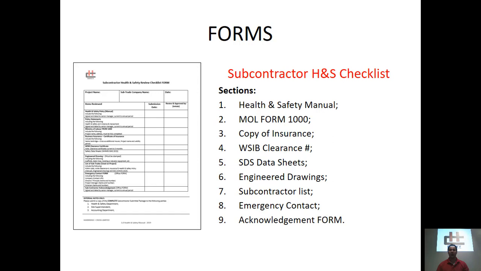First is the health and safety manual. Second is the MOL, Ministry of Labor Form 1000, followed by a copy of the business insurance, WSIB clearance number, SDS sheets of any kind of chemicals that will be used on the project, engineer drawings, for example, any scaffolds over 50 meters. If a subcontractor is going to be subbing out work to any other contractors, it's important that Harbridge and Cross gets a copy of those individual submittal packages, the emergency response contact list, and of course, the acknowledgement form.